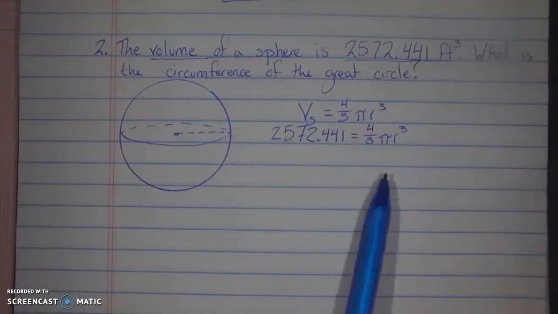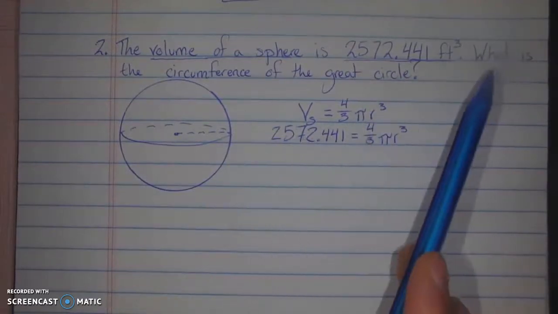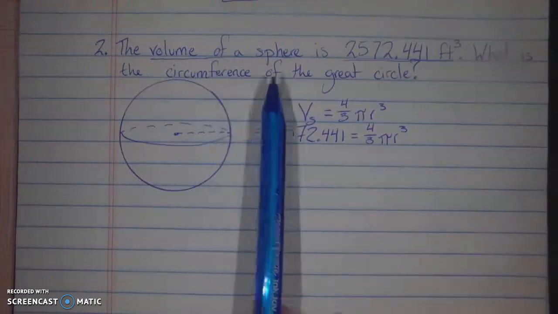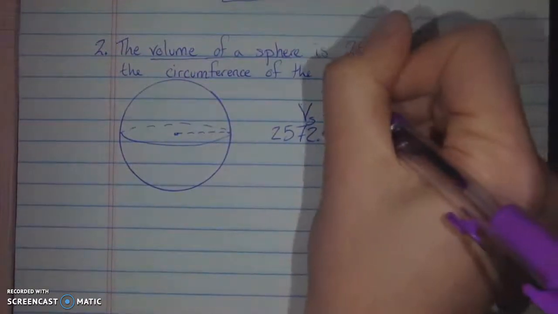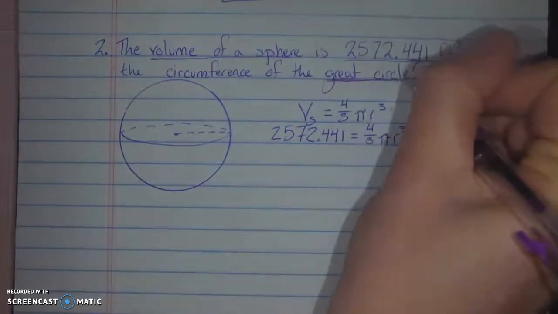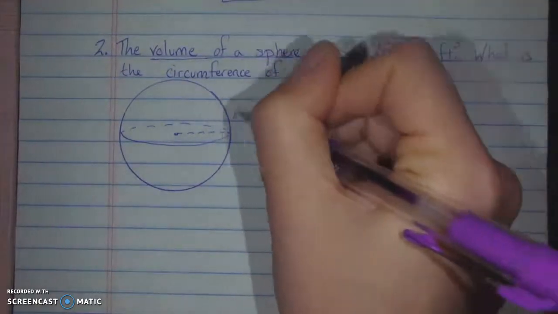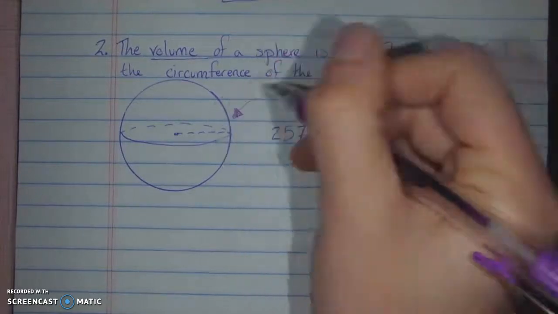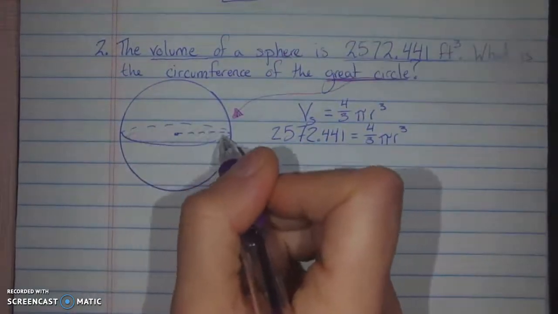Okay, so before I go through that full work though, let's just double check that this formula is going to help. What I want is the circumference of the great circle. Now this means I need to know what the great circle is. And per our last unit, don't forget that the great circle is going to be the widest circle or the central circle of a sphere. So this right here is my great circle.